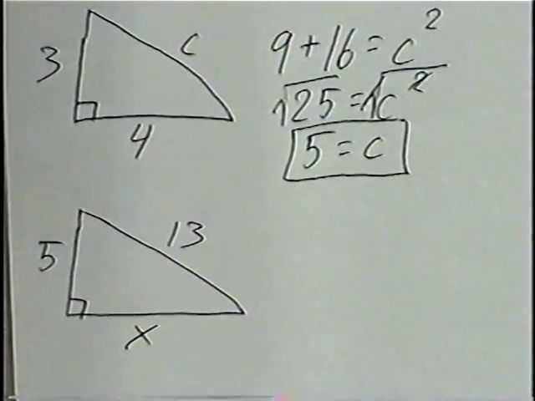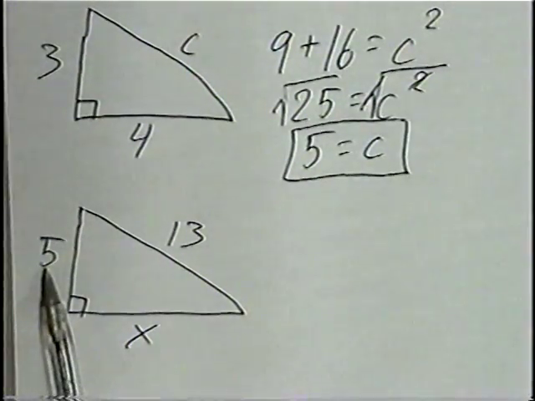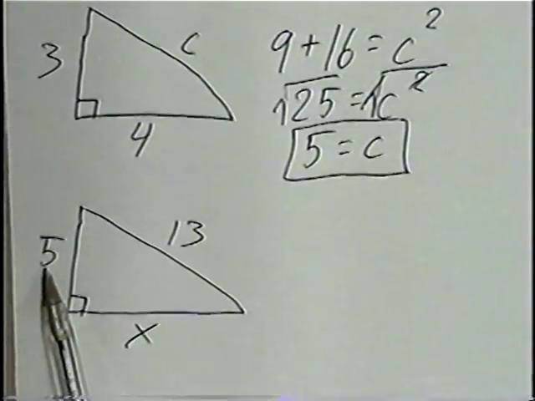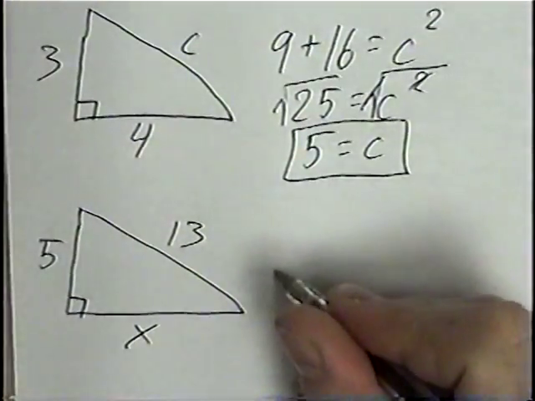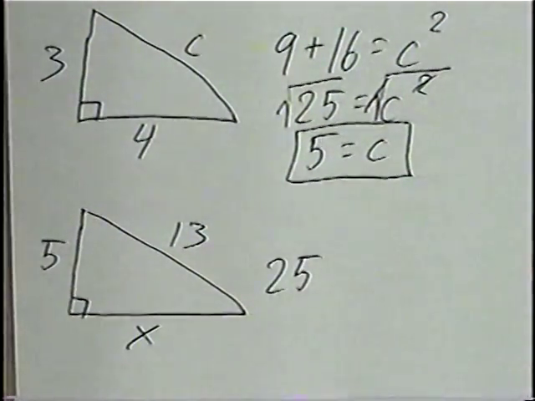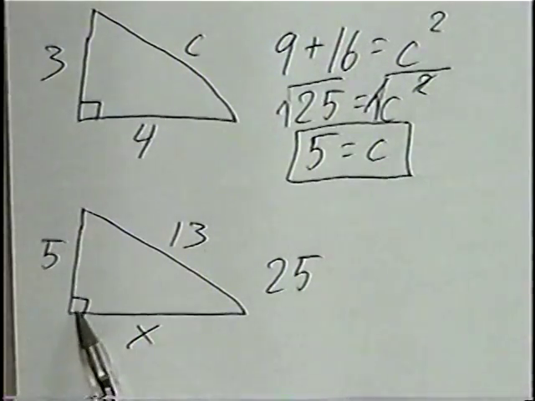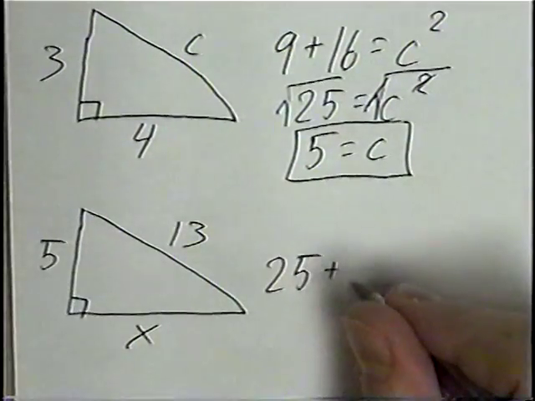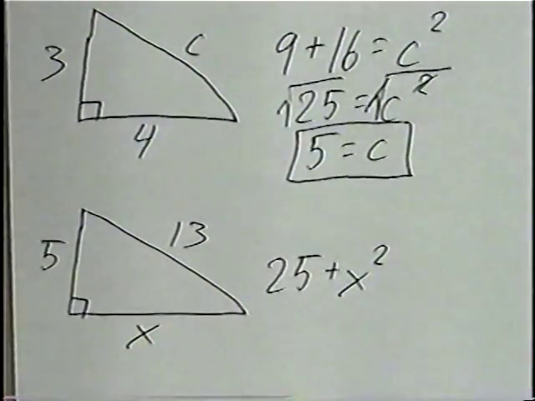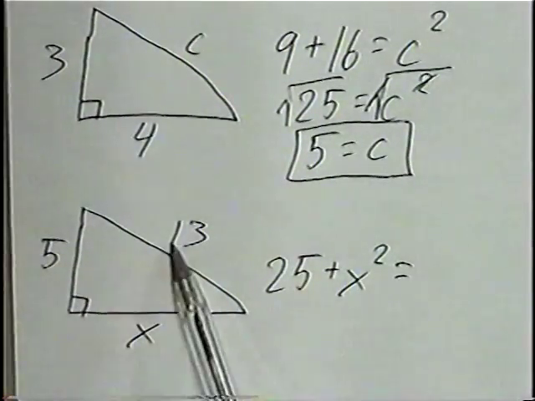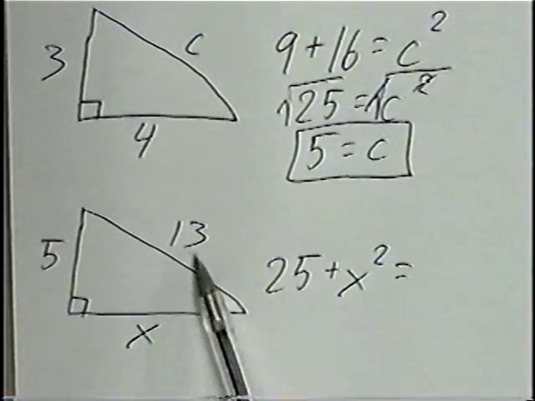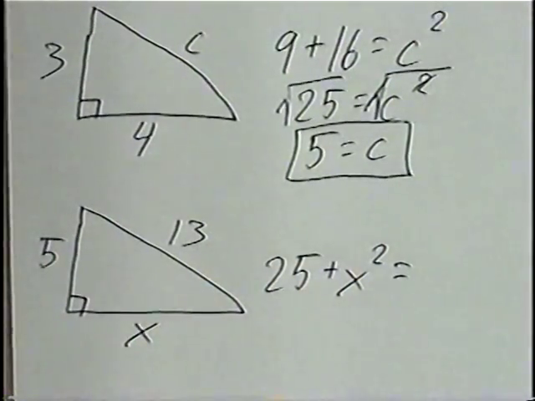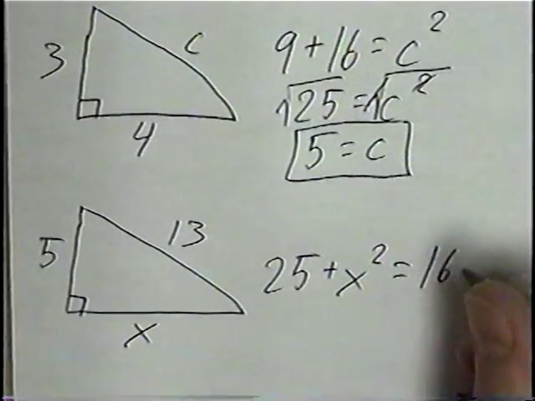Using Pythagorean theorem, you can take either of these short sides first, 5 for example, and square 5. 5 times 5 would be 25. Adding to that the second side, which again is touching the right angle, in this case is x, squaring the x would be x squared. And that's equal to the longest side, the side across from the right angle, 13 squared, which would be 13 times 13, and that's 169.